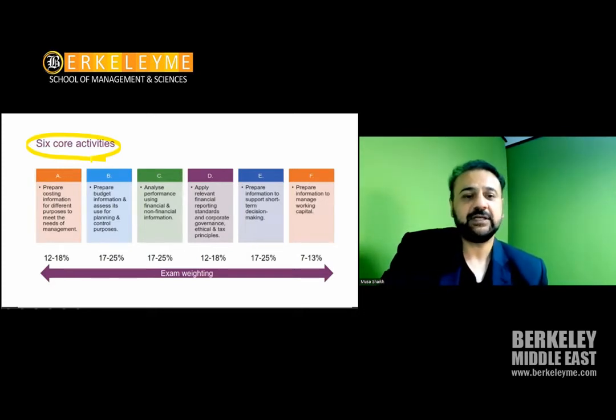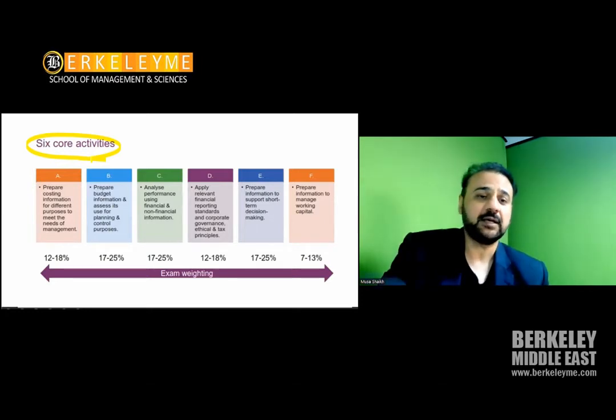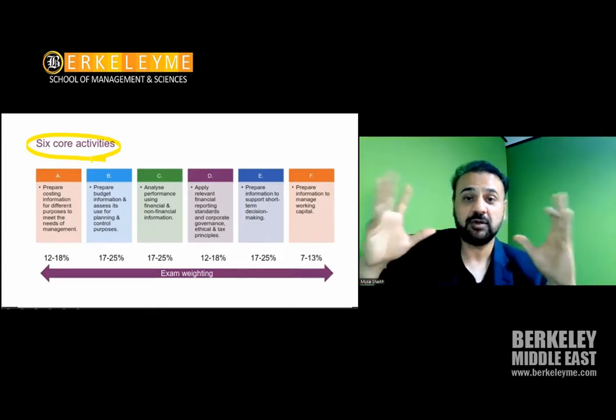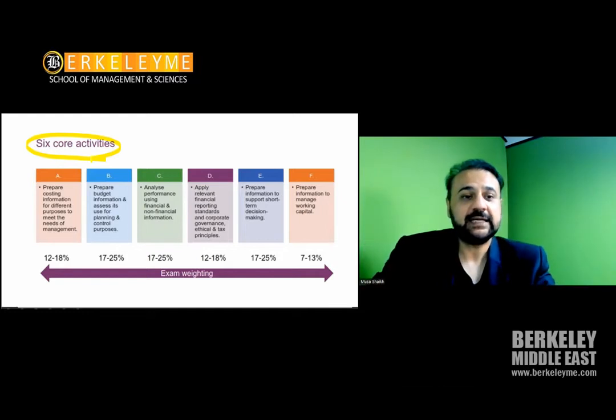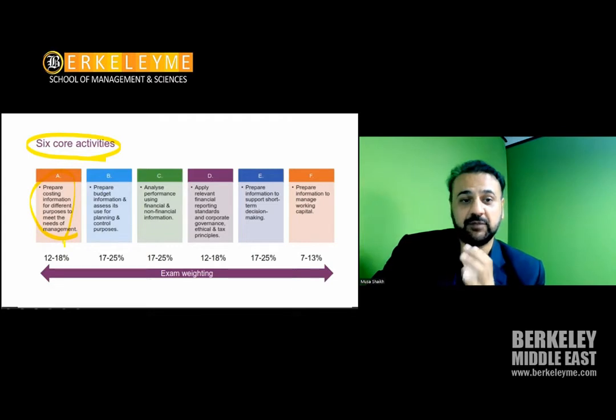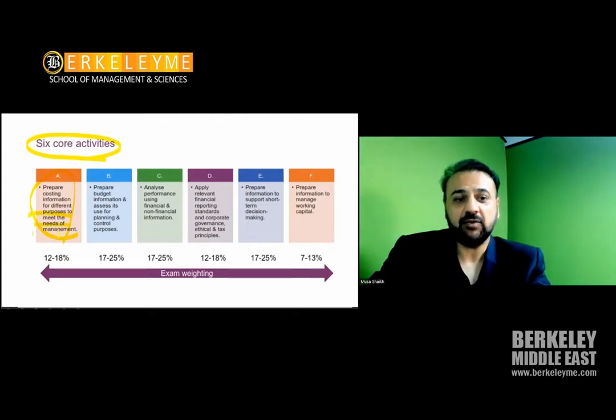So the first activity, and as I have explained the content, it's going to make it easier for you because I have built up all the content in your mind. So you can see the one skill that we need to learn and what the activity or question is related to: prepare costing information for different purposes to meet the needs of management.